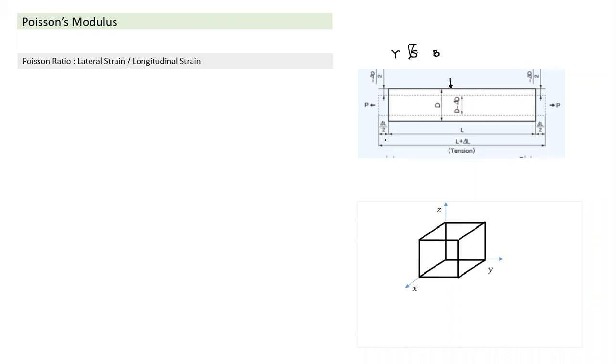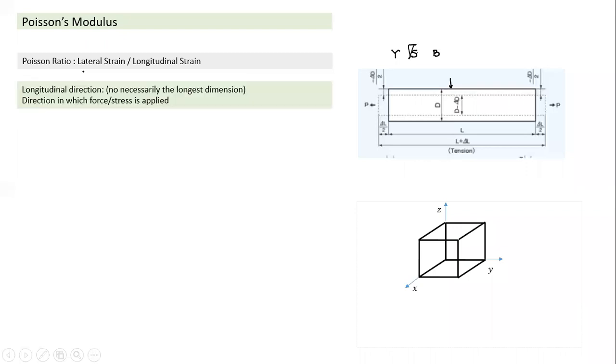So Poisson ratio is, there's a fractional change in linear dimension and there's a fractional change in the lateral dimension. The ratio of the two strains, where the fractional change is nothing but a strain. So Poisson ratio is lateral strain by longitudinal strain. That's the Poisson ratio. It deals with those two. When we talk about longitudinal strain, it doesn't necessarily mean the longest dimension. Longitudinal is defined in terms of the direction in which force or stress is applied.